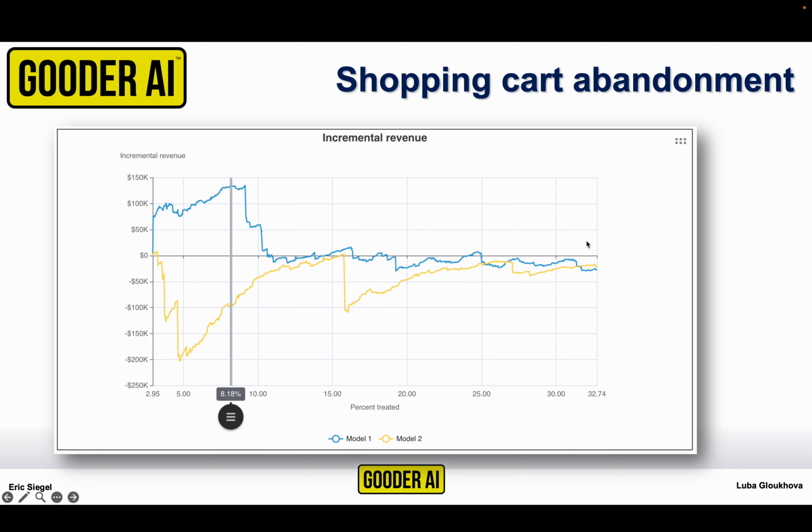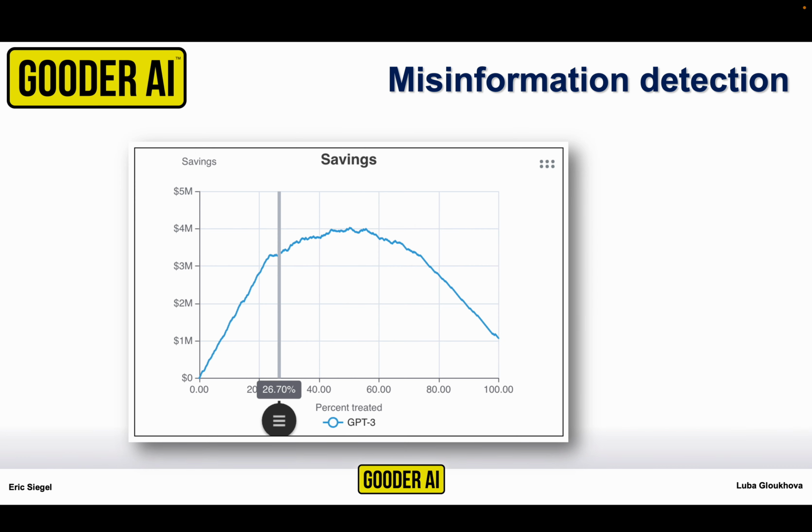You see here that comparing two models, only one of them was actually successful, but it had a nice Goldilocks zone at 8%. Offer that discount to the top 80% most likely to abandon. Again, in general, it goes up and then it goes down.